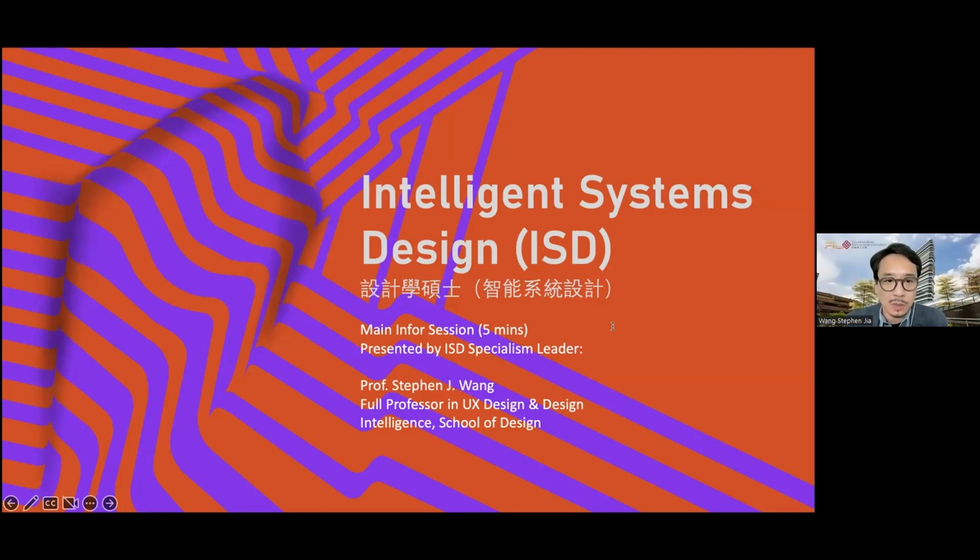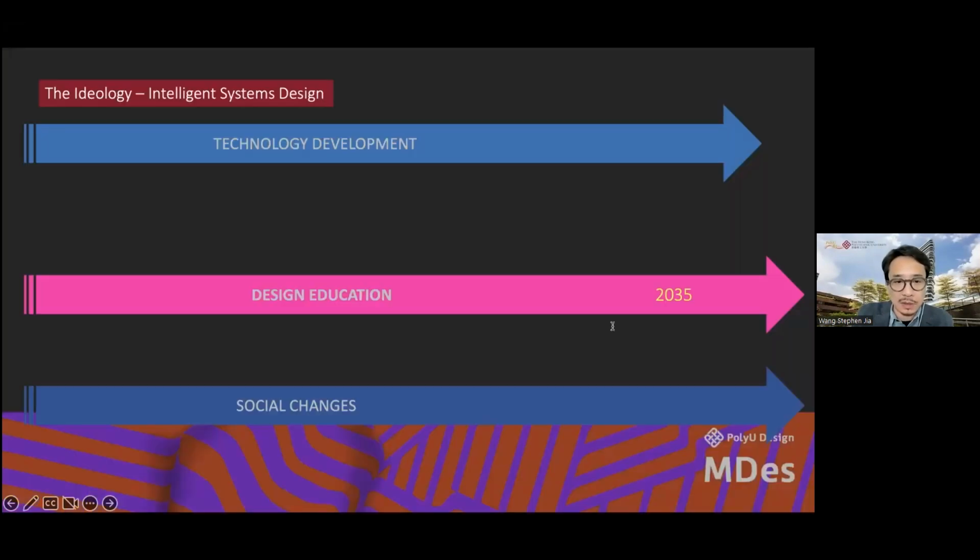Here, I would like to introduce the Intelligent System Design, ISD. When we developed this specialism, the key question was what do we stand for? By talking about that, we have to look back in history and at what we should focus on. So when we look at things, we normally look at technology development and also social changes. There is a close link between technology development and social changes. Every time you have a technological revolution, you have big social changes as well, such as electricity, such as petrol cars.